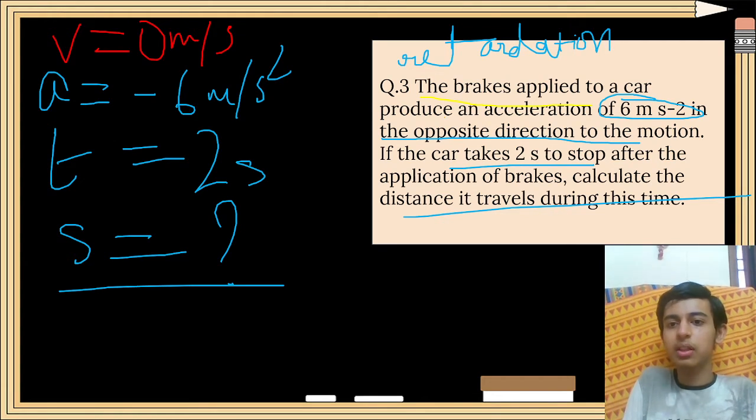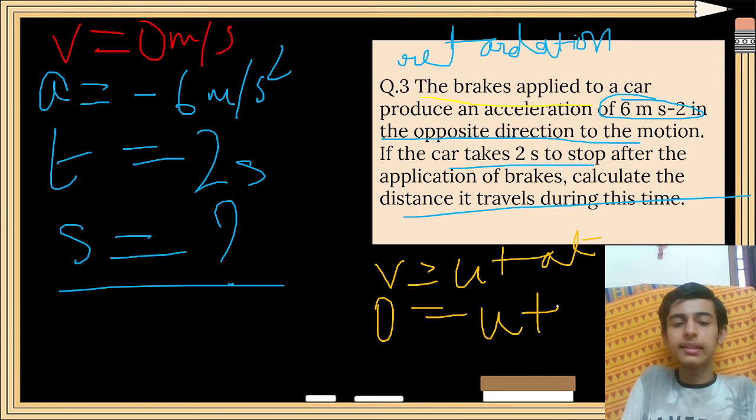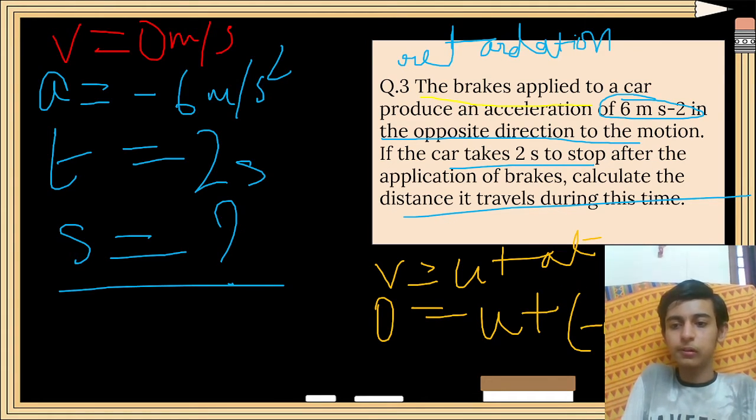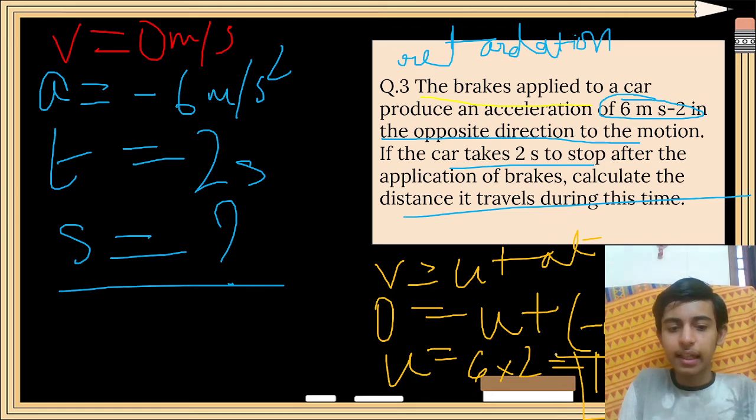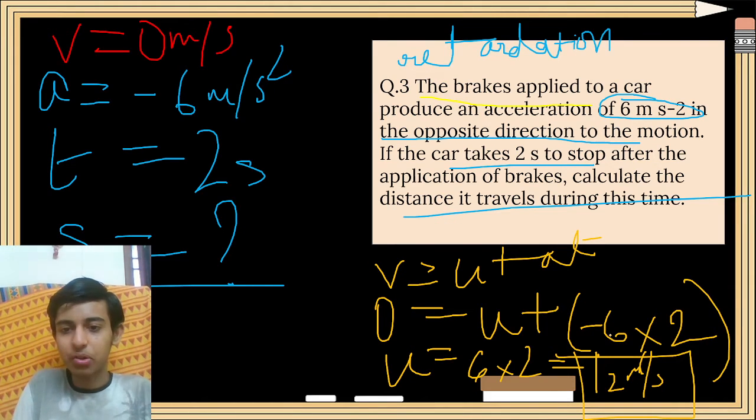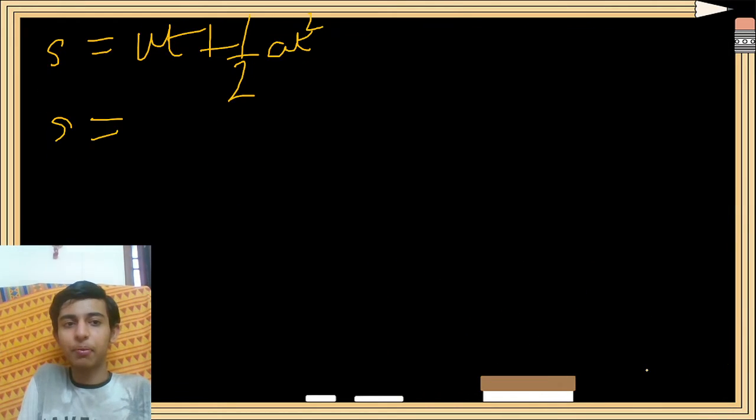Initial velocity is not given to you. So you can find it using v is equal to u plus at, right? So v is given to you, 0 is equal to u plus a, which is minus 6, into 2. So your u will be equal to 6 into 2, that will give you 12 meters per second, positive. Okay, this will give you this answer. Actually my orientation was like that, sorry for that. So I'm explaining again. Use v is equal to u plus at. So when you apply this, you'll be getting 12 meters per second. Sorry for the orientation problem.